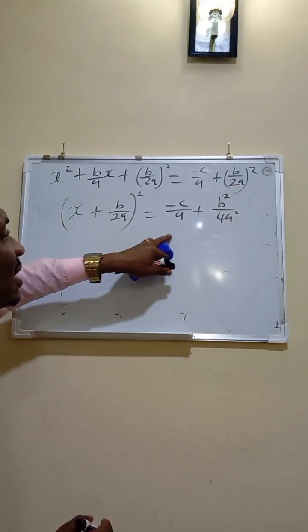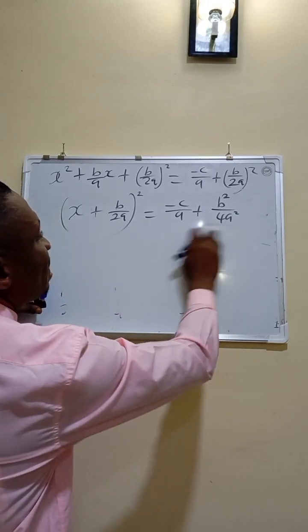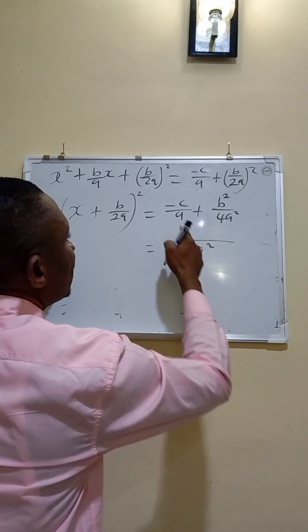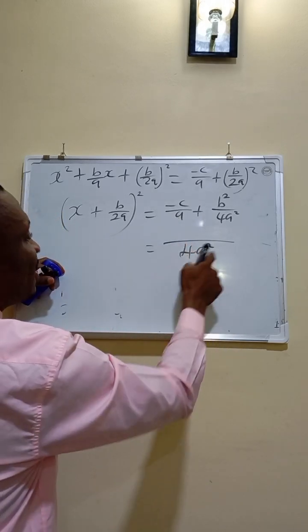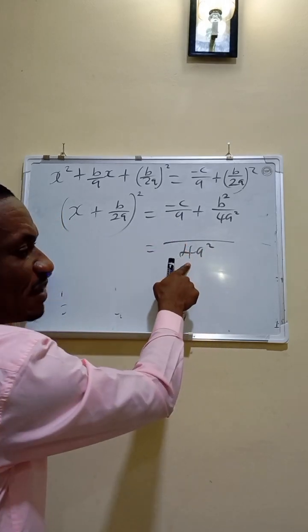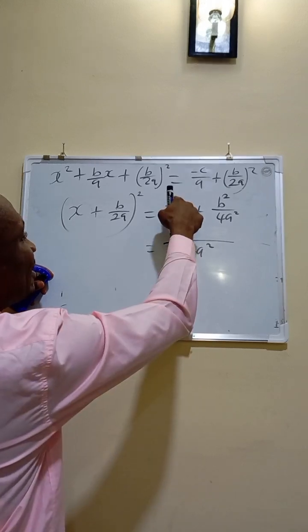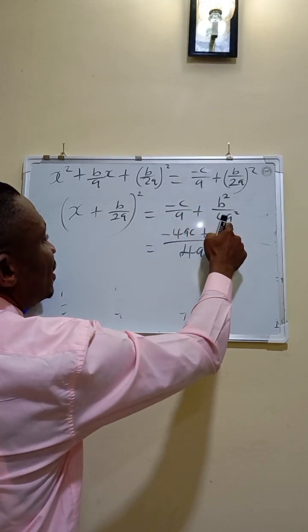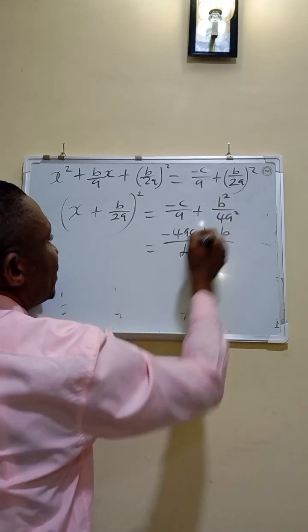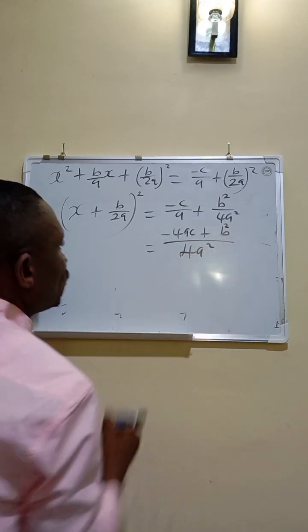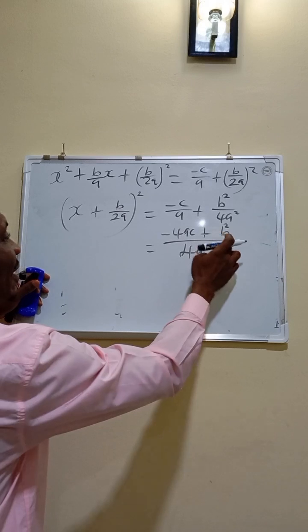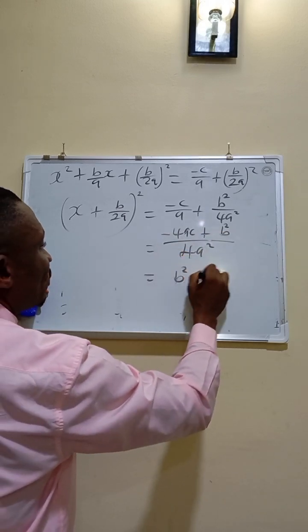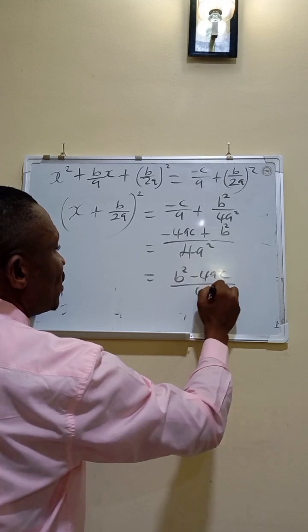So look for the LCM of this side now. What do we have? The LCM of this side is 4a squared. So 4a squared divided by this, what will remain is 4a. 4a times the numerator, you have minus 4ac, plus this divided by this one times this, you have b squared. So now you can rewrite this as b squared minus 4ac all over 4a squared.